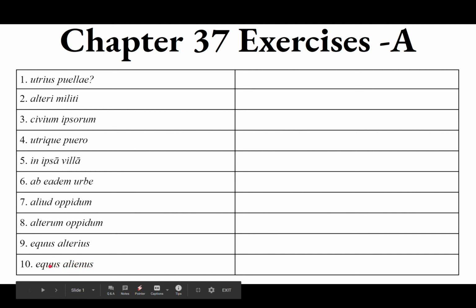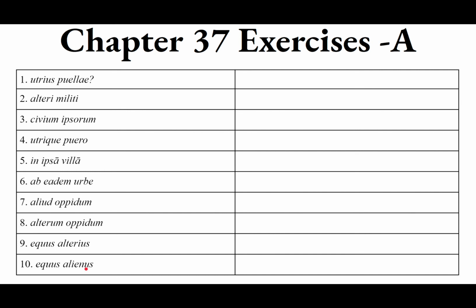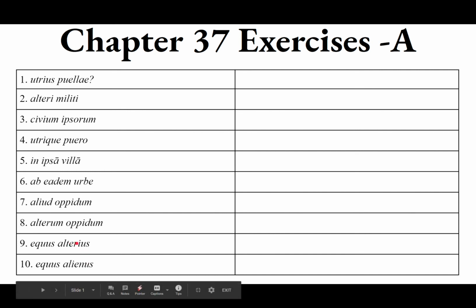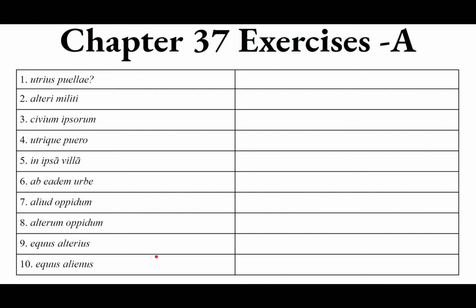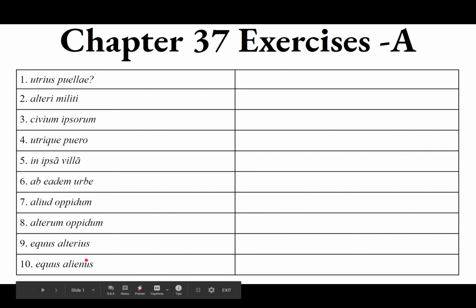So it's the horse of another. It's another person's horse, as opposed to number 9, where it's the other person's horse, the second person's horse. Number 10 is another person's horse. Horse belonging to alienus, another.